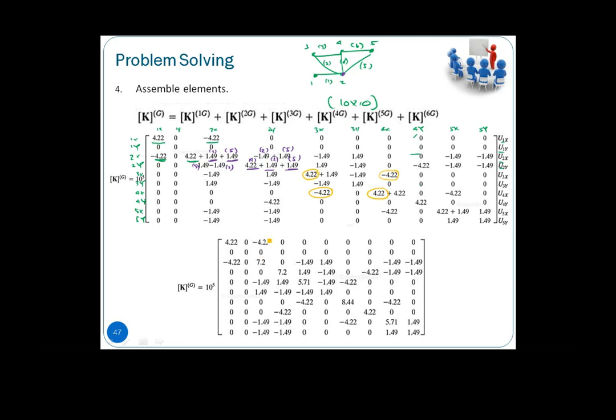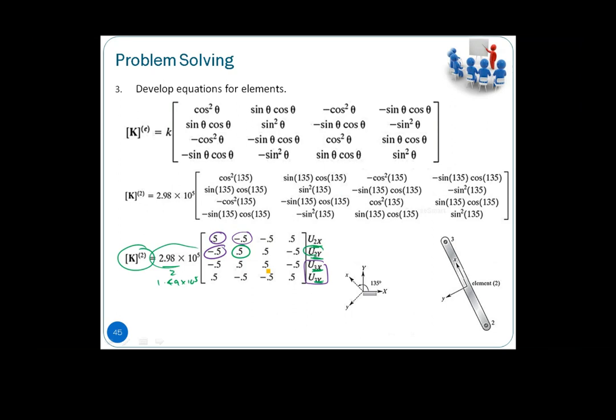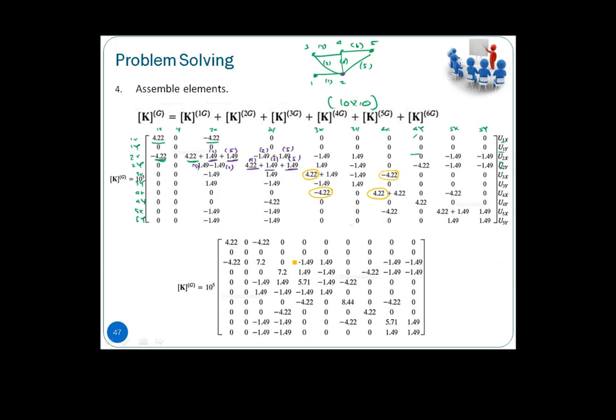Then we have also 3x and 3y covered by the element number 2, which is here, negative, positive, 1.49. So we have positive, this is from element number 2, negative, positive, right? So that is also covered by element number 2. This is covered by element number 3. So that gives us the elemental stiffness matrix that are covered by node number 3.